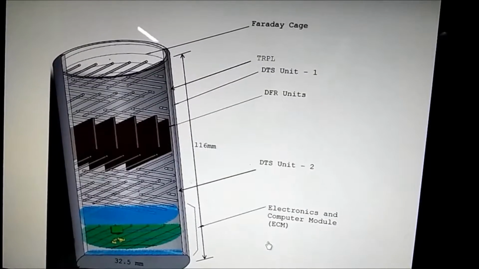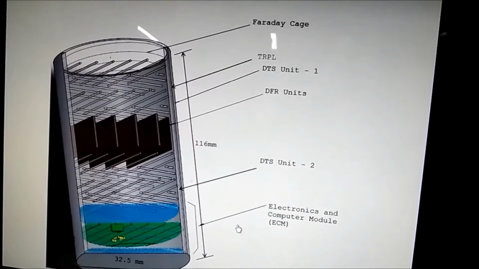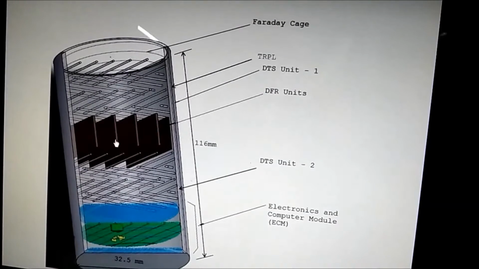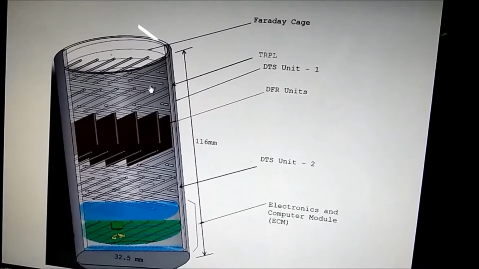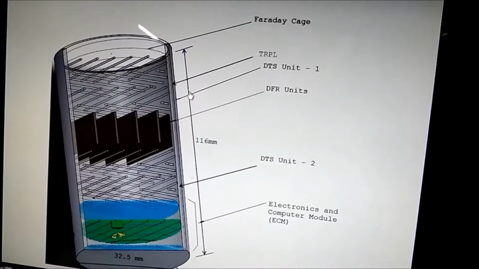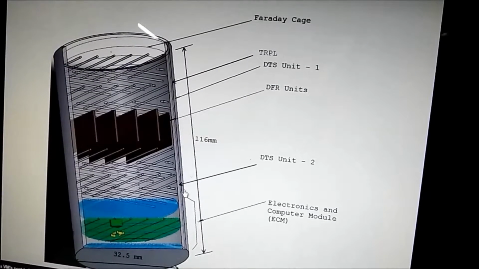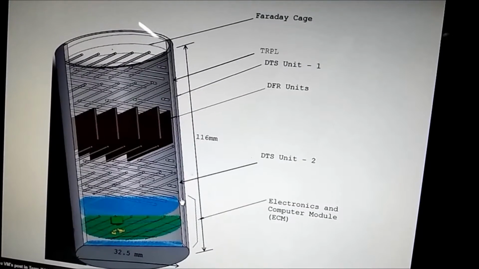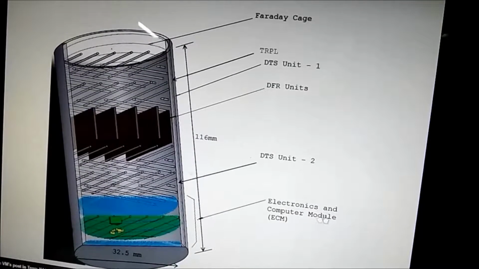So let us start with the concepts behind our first preliminary design. This was our initial model. It was a cylindrical design having a circular cross section, and it consisted of three modules. One was the sensor module from here to here, and there was one dust accumulation rate analyzer, this blue colored portion you can see, and down to it there was the electronics and computer module.